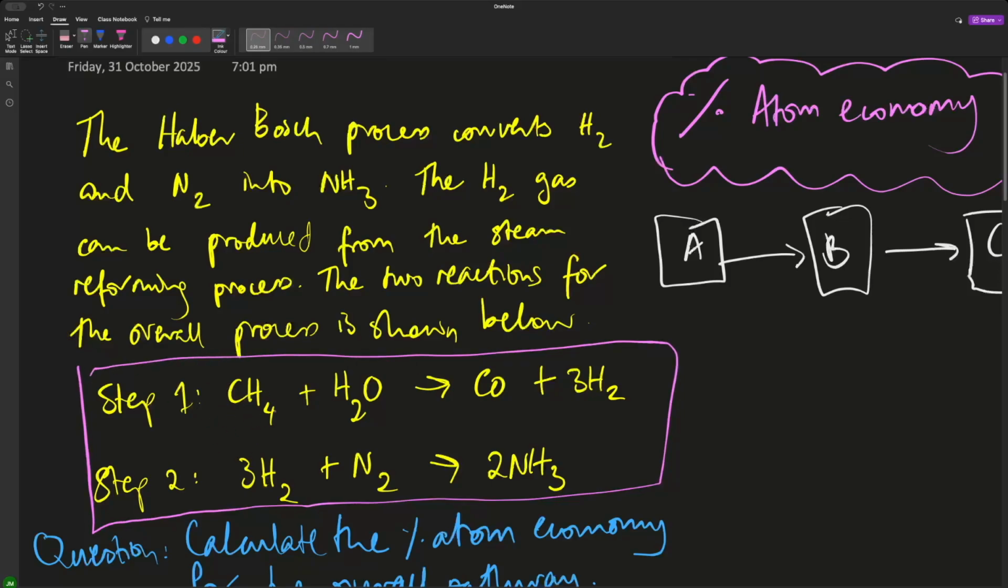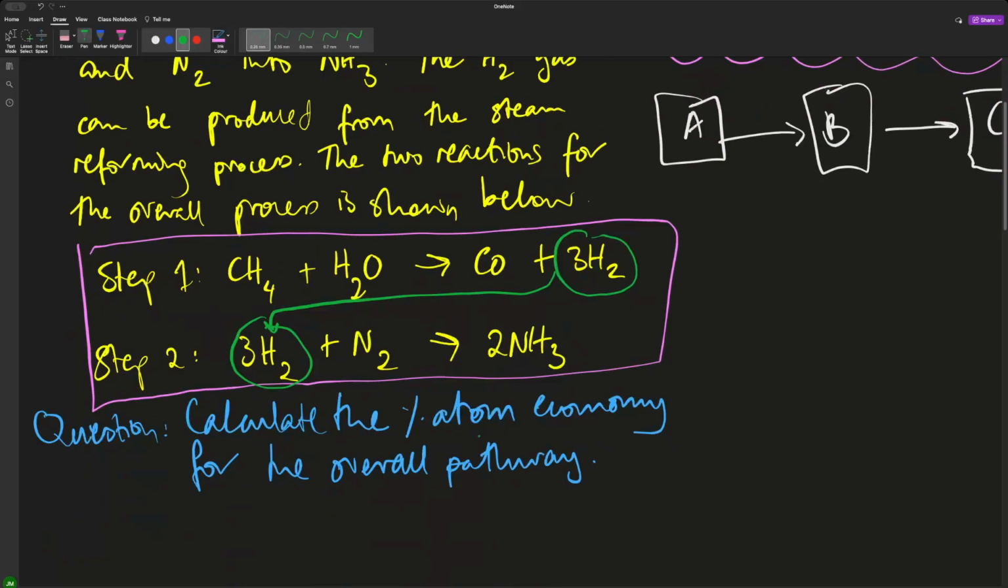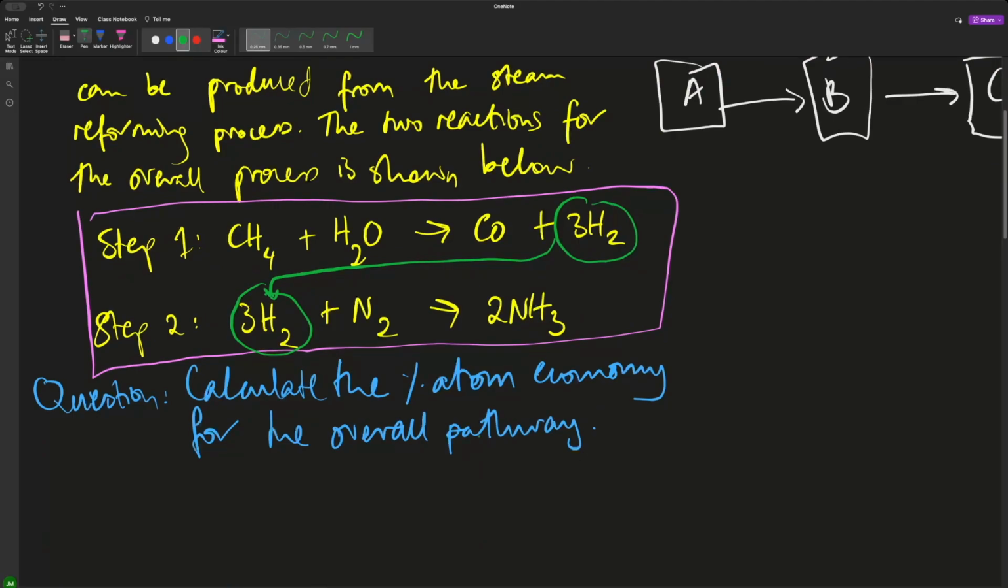Step one is where methane is reacted with steam to form carbon monoxide and hydrogen gas. And step two is you take the hydrogen gas that you made in the first step, and you use that in the second step. You react it with nitrogen to produce NH3. The question is: calculate the percentage atom economy for the overall pathway.